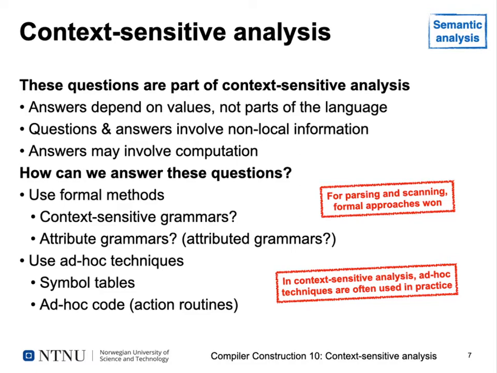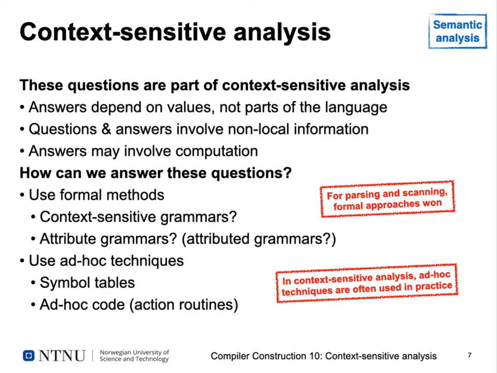So how can we actually answer these questions? Well, there's two approaches here. First, we could use formal methods. There are things like context-sensitive grammars, which are more complex again, so they're in a different class of our Chomsky hierarchy. There's also things like attribute grammars. So an attribute grammar would actually be a grammar of the attributes, but there are also attributed grammars, so we could add something to our existing grammar to encapsulate and provide the attributes to our compiler.